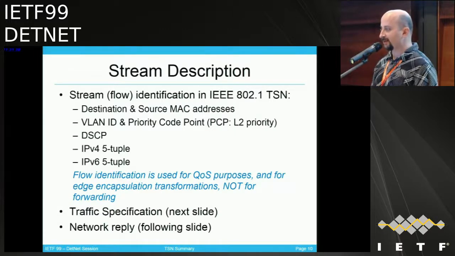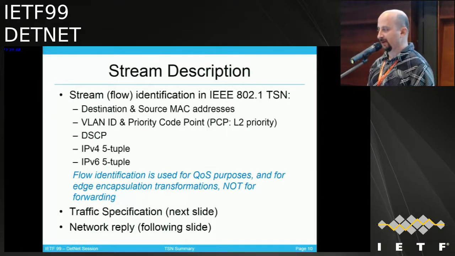So the MAC addresses, obviously, and VLAN ID, as well as the priority code point, the layer 2 priority field, and we also have the possibility for DSCP and IPv4 5-tuple, IPv6 5-tuple. It is important that all these flow identification is only for QoS purposes and potentially for encapsulation transformations at the edge, and they are not for forwarding decisions. So not for the forwarding discipline.